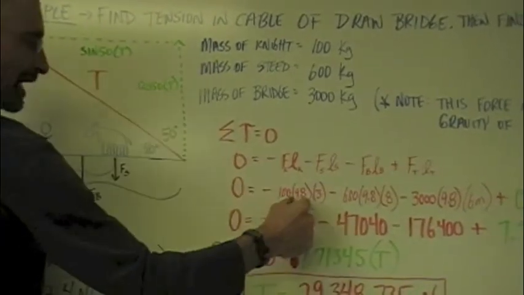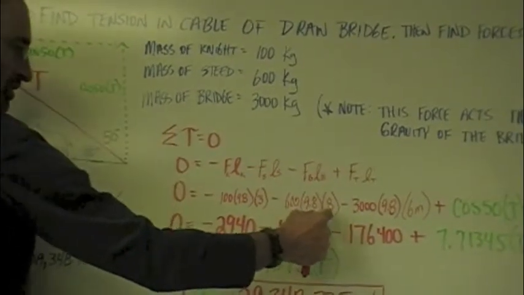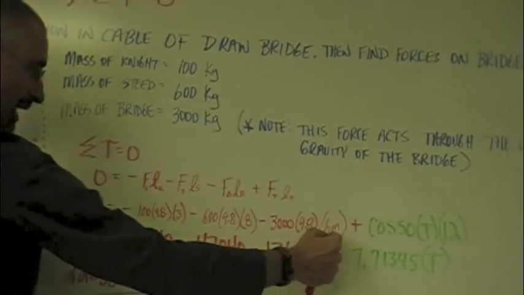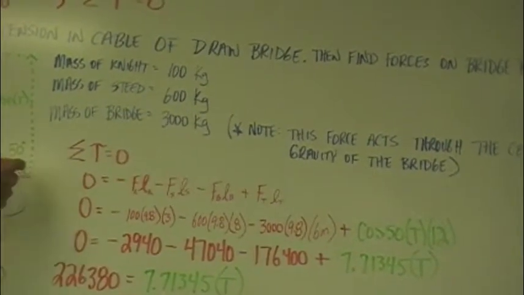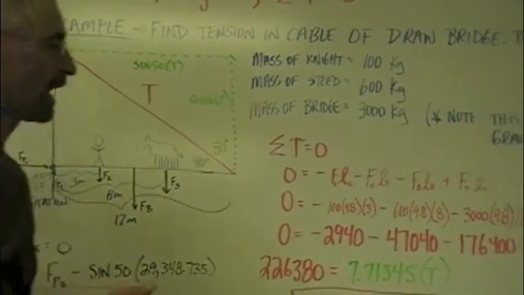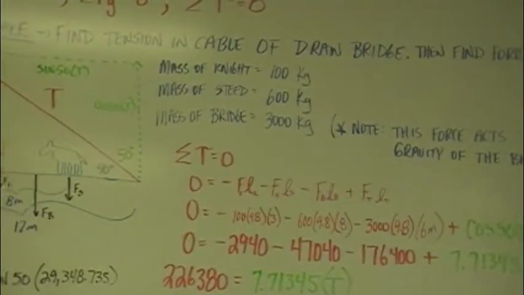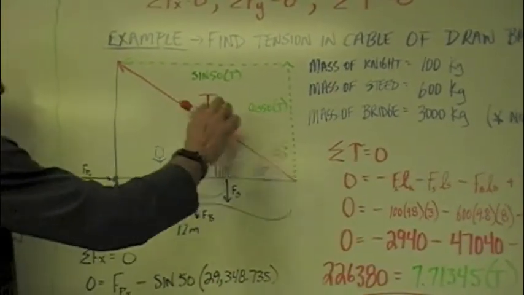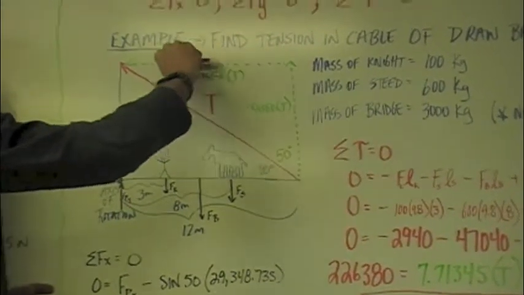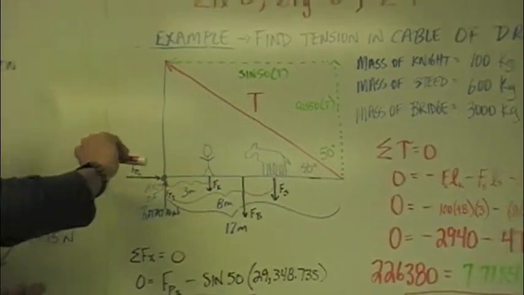So we have the weight of the knight times its lever arm, the weight of the steed times its lever arm, the weight of the bridge times its lever arm, and remember we just said that it's going to act through the center of gravity, which is half of 12, or 6 meters. And then we are going to have the torque caused by the tension, right? Now, we just talked about this component is really going to be acting through the axis of rotation and not giving us any torque.